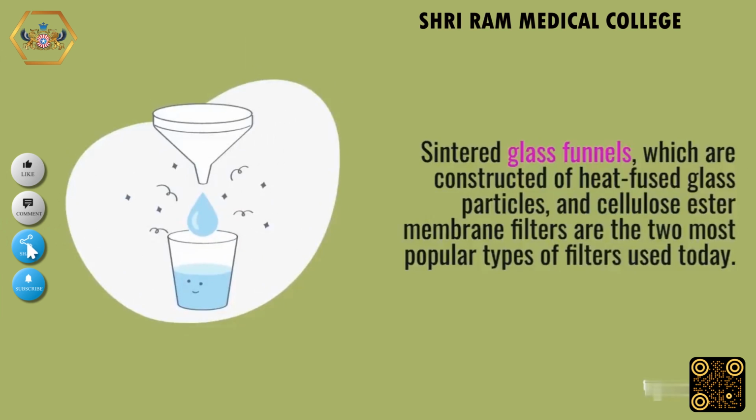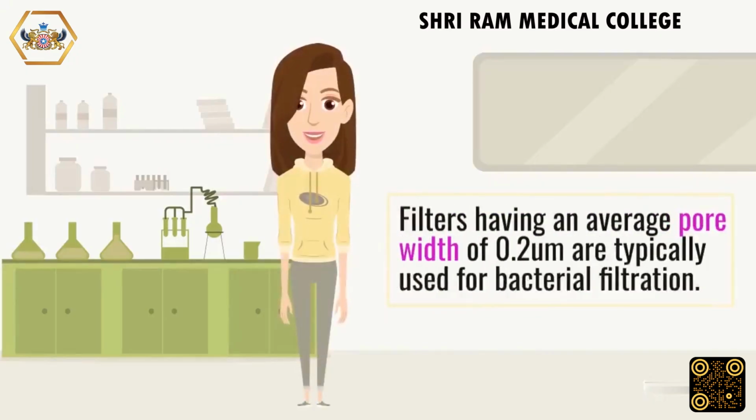Sintered glass funnels, which are constructed of heat-fused glass particles, and cellulose ester membrane filters are the two most popular types of filters used today. Filters having an average pore width of 0.2 micrometers are typically used for bacterial filtration.